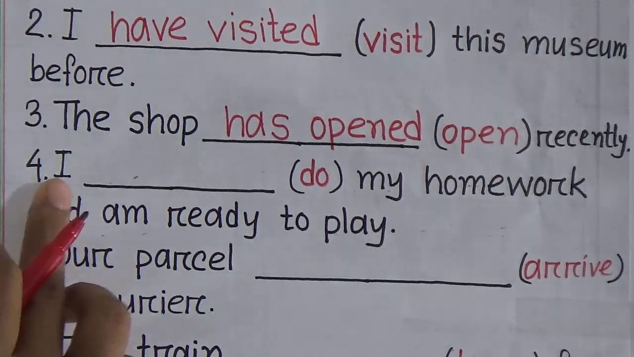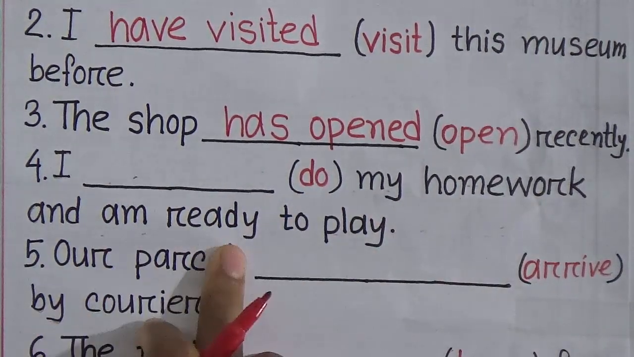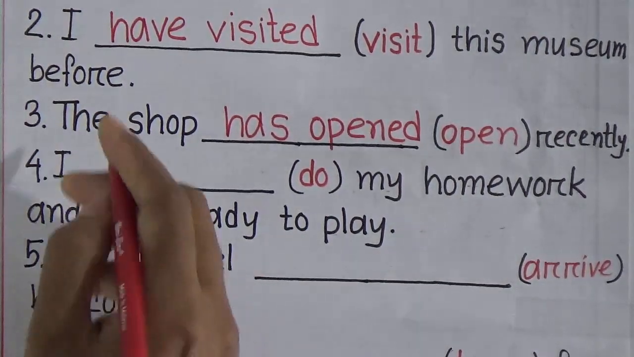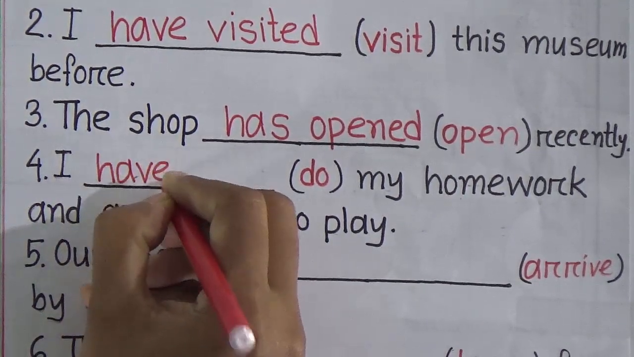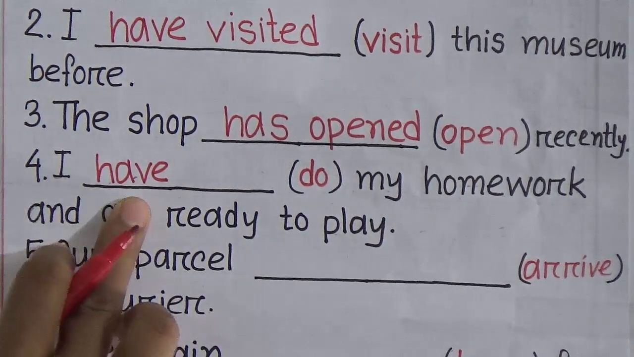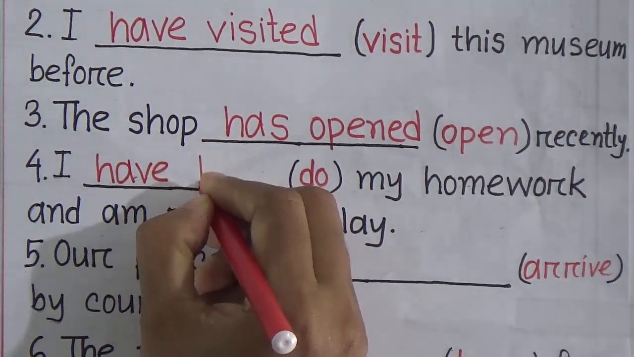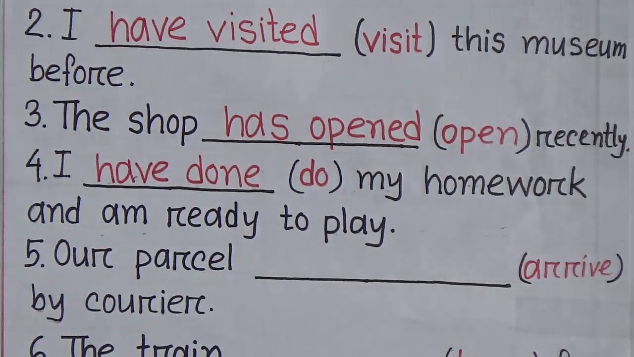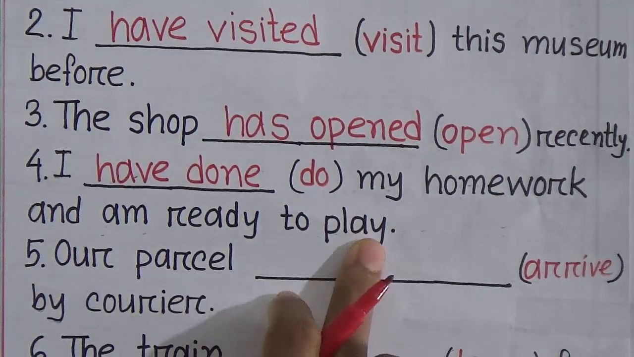Number 4, I dash in bracket do my homework and am ready to play. So like number 2, we have to use have here because our subject is I. So with I we write have. Then do. Do will be done. D-O-N-E. Done. I have done my homework and am ready to play.